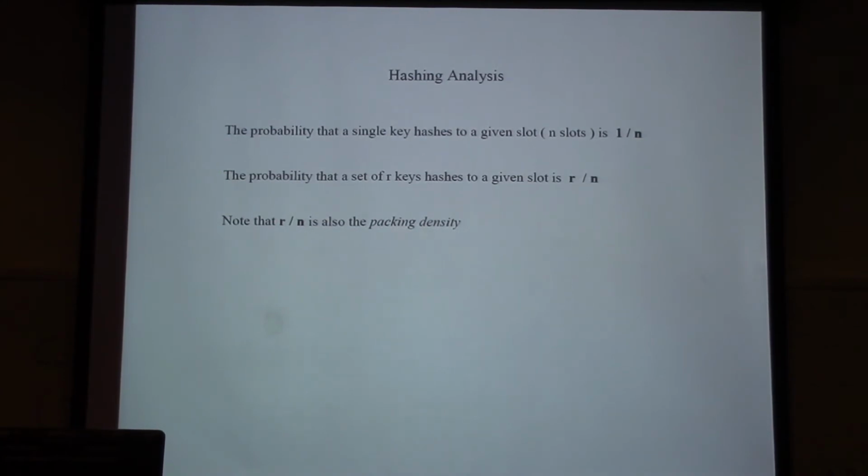So, that's the probability. So, note that R over n, from this discussion we had last Monday, is also known as the packing density. Because if I have R records and I have n slots, then my packing density is R over n. The number of records over the number of slots. Remember, the R is less than or equal to n. Cannot be more than n because then you have records that don't go in. So R is at most n. But if we want the packing density to be less than 100, then we make R less than n, and we give some free space.